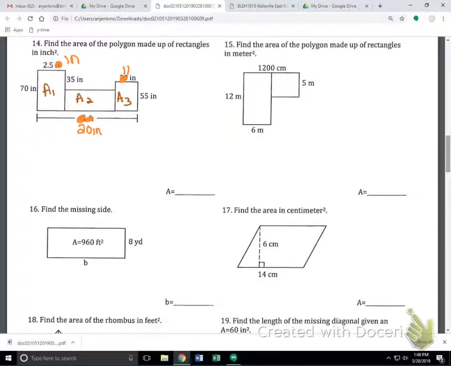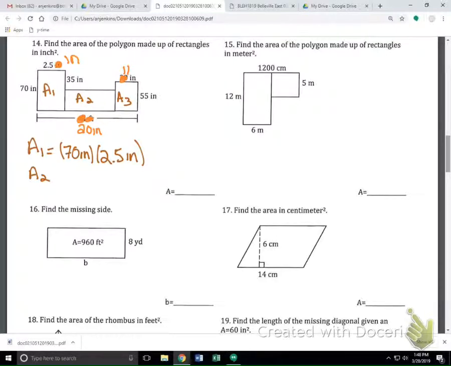So area 1 is pretty much given to us, right? Area 1 has a height of how much? 70. Yep, 70 inches. And it has a width of 2.5 inches, right?